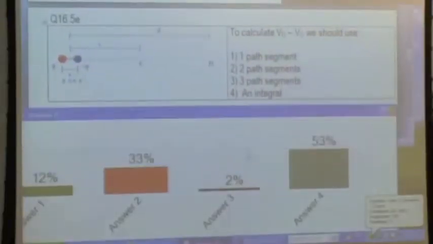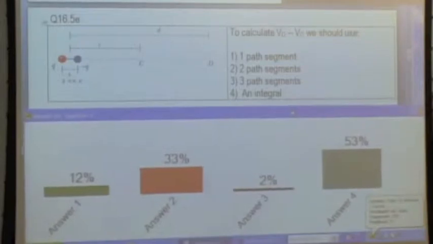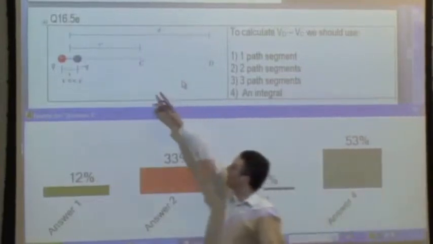Okay, most of us are saying we have to do an integral. Some people are saying we have to use two path segments. Well, the path is from where to where? It starts at C and it goes to D, right? So we're going from here to here.